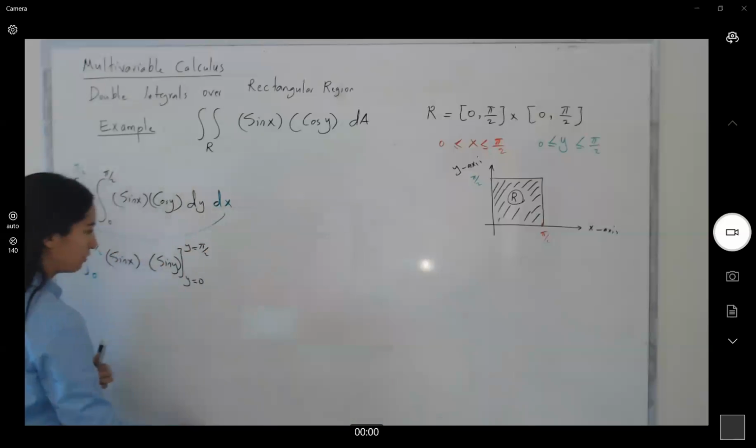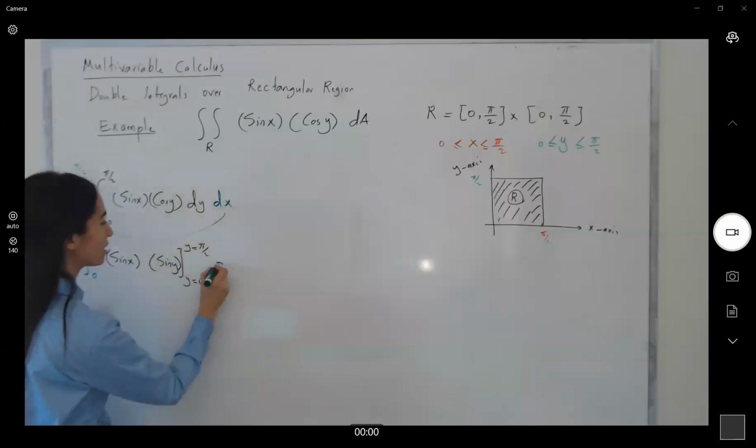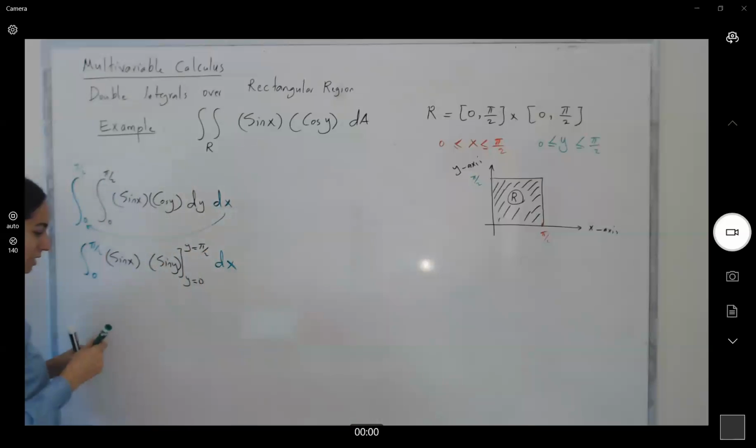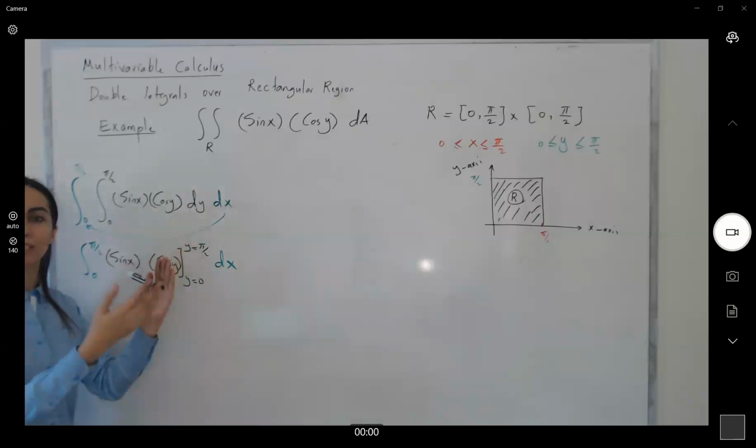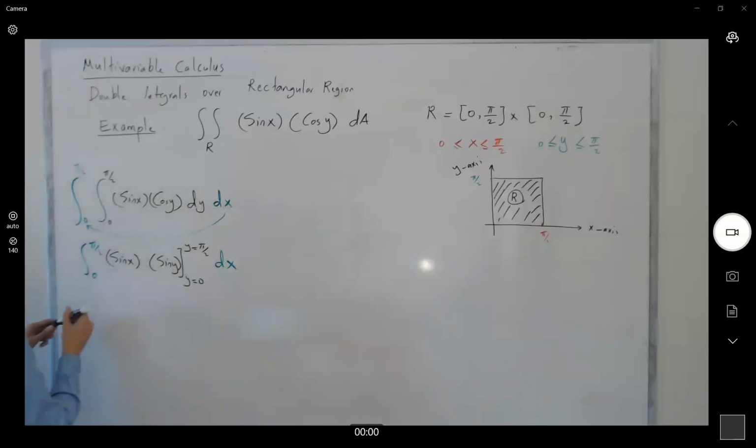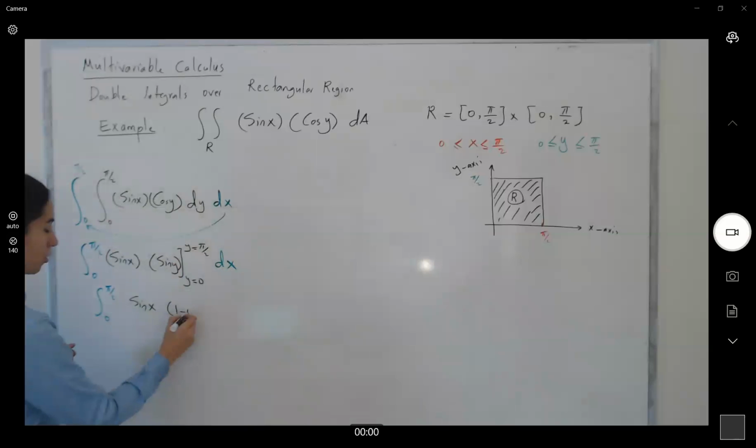Then, after evaluating the whole thing, I'm going to take the integral with respect to x. If I plug in pi over 2, I get sine of pi over 2, which is 1. If I plug in 0, it's going to be 0. 1 minus 0 is 1. So here I have the integral of 0 to pi over 2 of sine x dx. Sine x times 1 minus 0 dx.